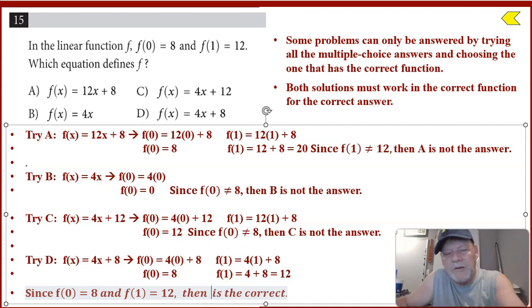And that should be a D here. That was a typo. D is the correct answer. So we'll go ahead and we'll circle that.